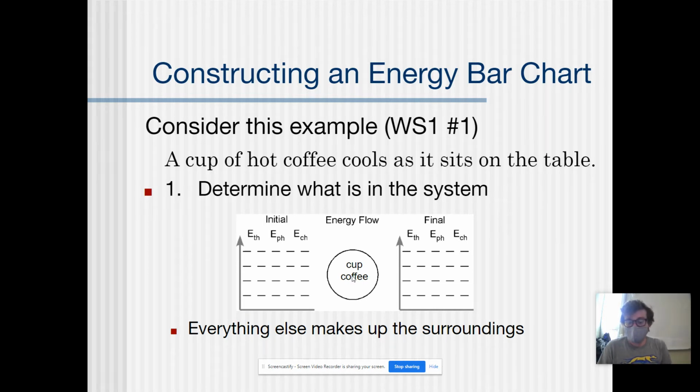So that system is what we're going to write into the center circle of our energy bar chart, or inside the O of our LOL. That means that everything else is the surroundings. The system is the thing that we're focused on. The surroundings are everything else.